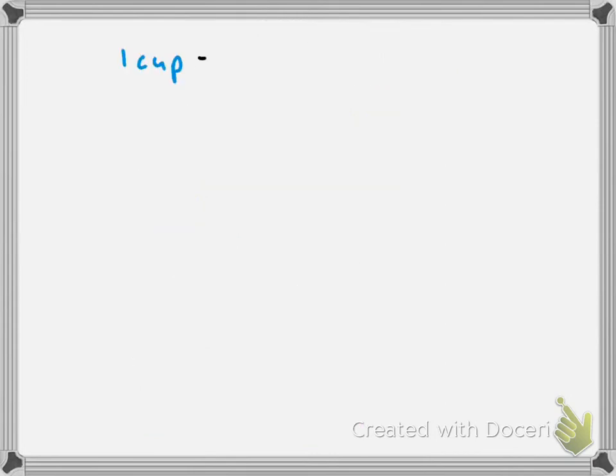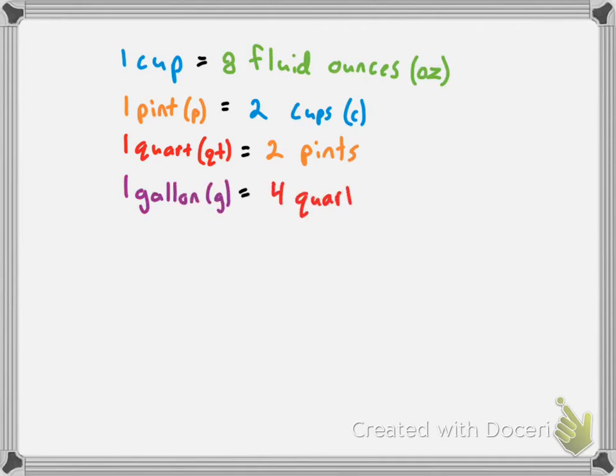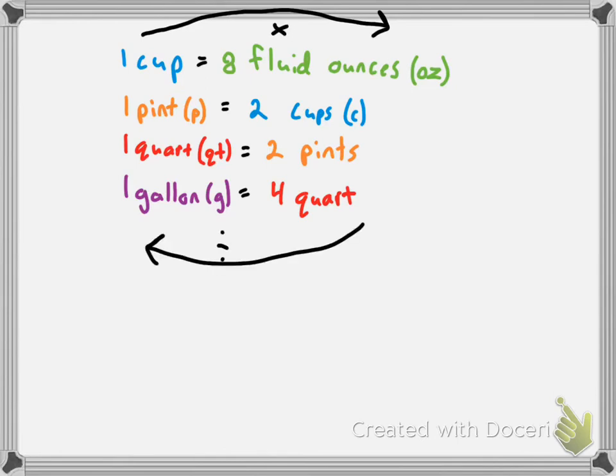Let's do another one. I'll put this chart up again for you so we can look at it. 1 cup equals 8 ounces. 1 pint equals 2 cups. 1 quart equals 2 pints. And 1 gallon equals 4 quarts. All right, so remember, if we go this way, we are multiplying, and if we go this way, we're dividing.